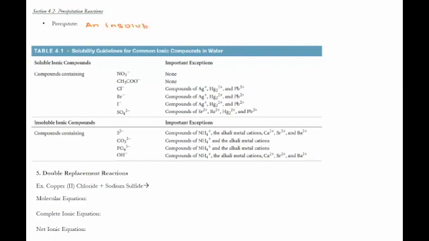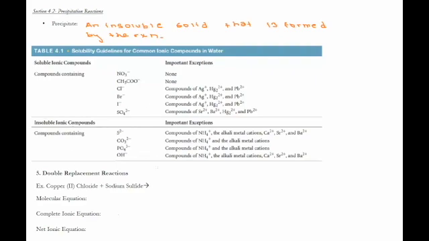solid that is formed by the reaction. Okay, so let's see how that insoluble solid is actually formed.